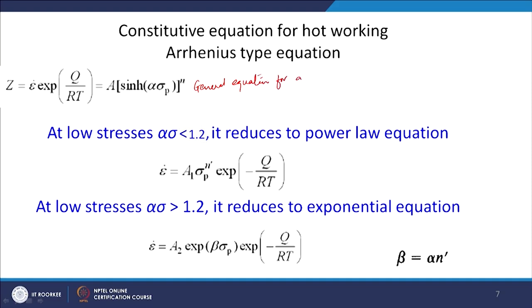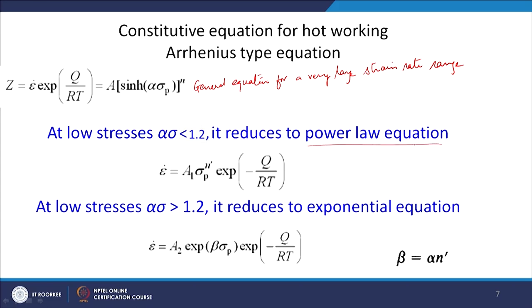for a very large strain rate range. Okay. That is my general equation for a very large window of strain rate. Of course, when you are talking about strain rate, ultimately stress is also going to be related to that. So, at low stress, this same equation can be reduced to a power law equation.